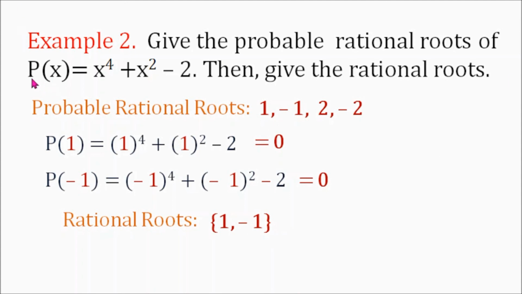Now for polynomial equations of the 4th degree, there are at most 4 rational zeros. Meaning to say, it could be 4, it could be 3, it could be 2, it could be 1, or even 0.